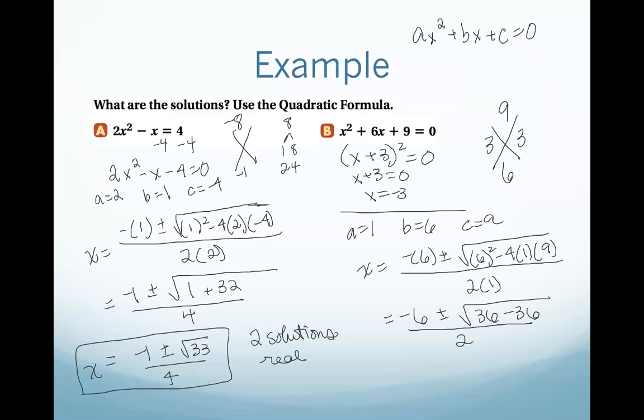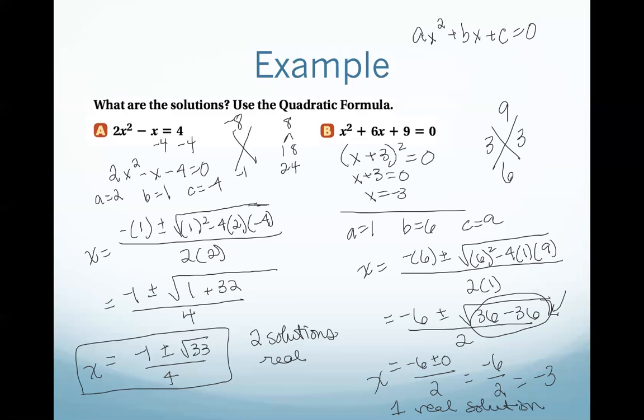This is nice because 36 minus 36 is 0. So I have -6 plus or minus 0 over 2. And what we have here is that if I take -6 plus 0 and -6 minus 0, that's the same thing. Really what we have here is just -6 over 2 or -3. So notice when the value underneath the square root equals 0, I ended up with only one real solution.